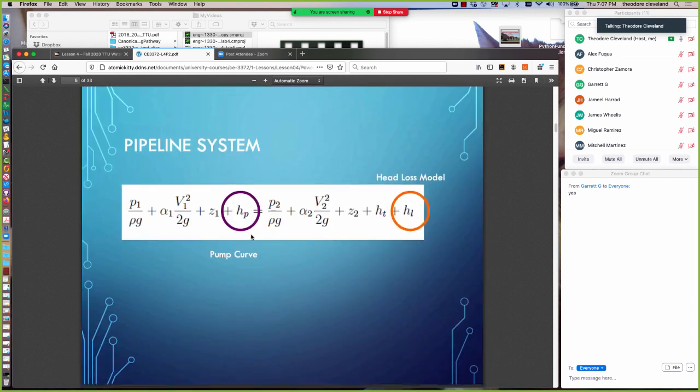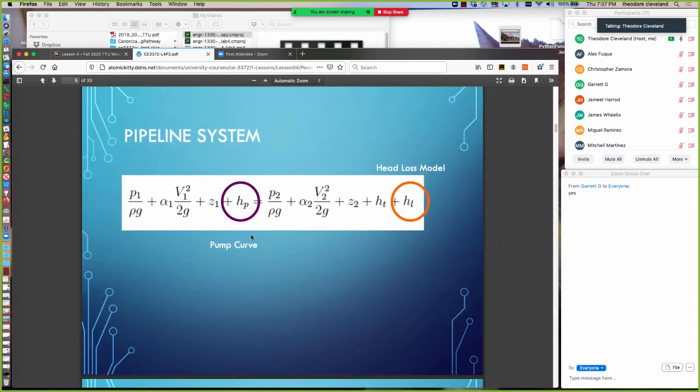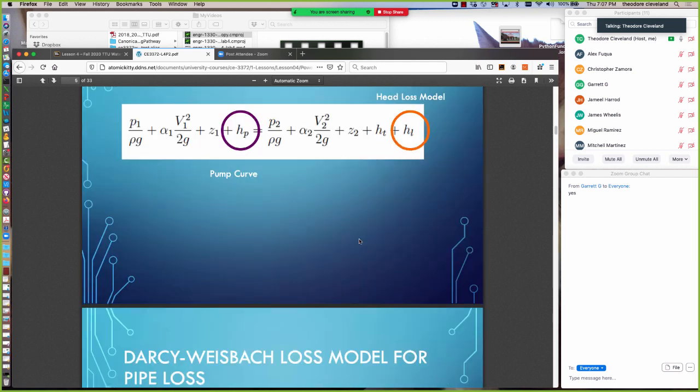So let's continue. Here's our energy equation again. We're going to be discussing this orange circle, the head loss model. We haven't even addressed pump curves yet. That's a future lesson. Okay, and we're not going to deal with turbines very much. So we're looking at this orange circle, how to populate that.